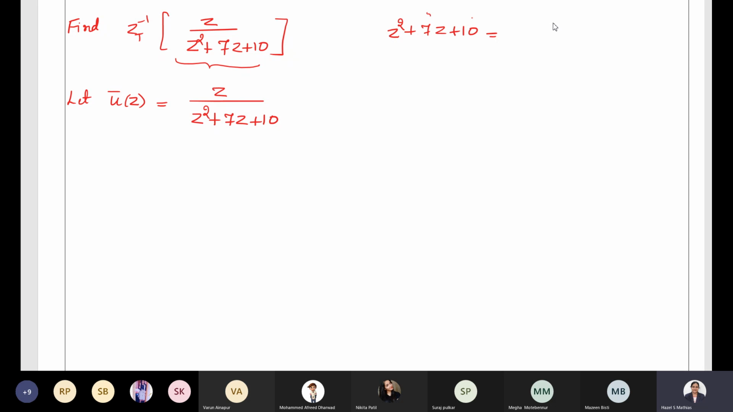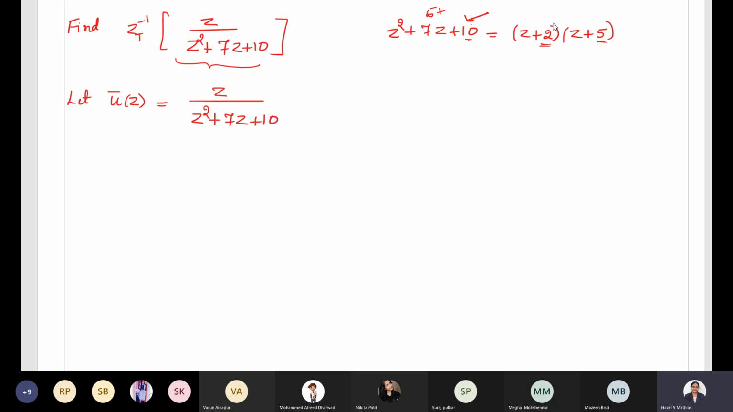This is 10 and 5 plus 2 is 7. 5 2s are 10. So you can guess the roots. 5 and 2 are the roots. So you can write them as z plus 2 into z plus 5. It's very easy to guess what the roots are. Okay, I repeat once again. See here, this will be the product of roots and this will be the sum of roots, correct? So 5 plus 2 is 7 and 5 2s are 10. So you can check and it is sure that 2 and 5 are the roots. So when you multiply them, you get back the same equation. This is how you split them.